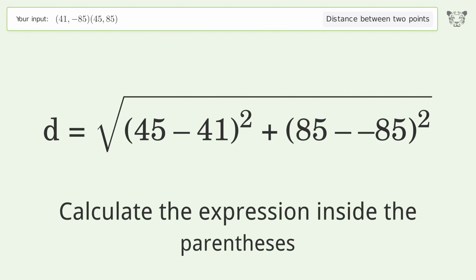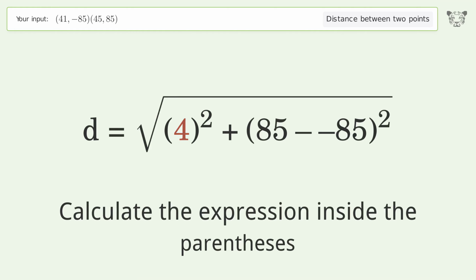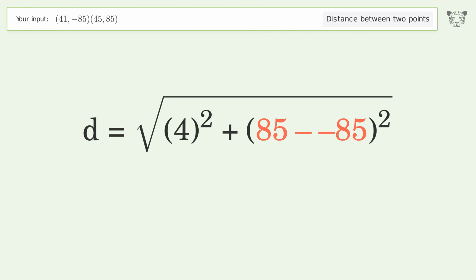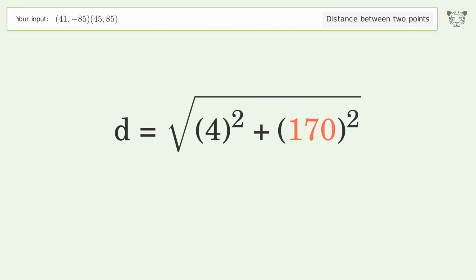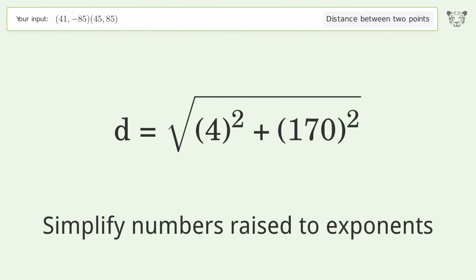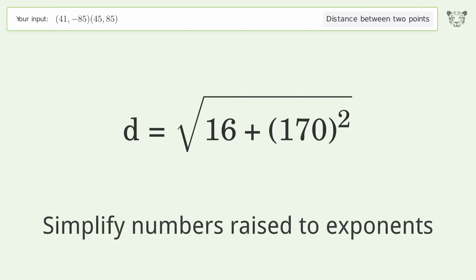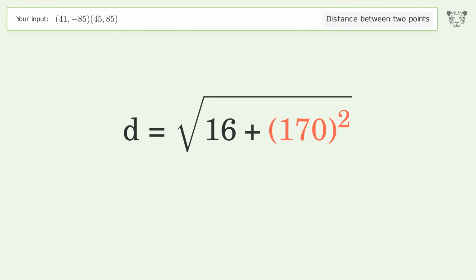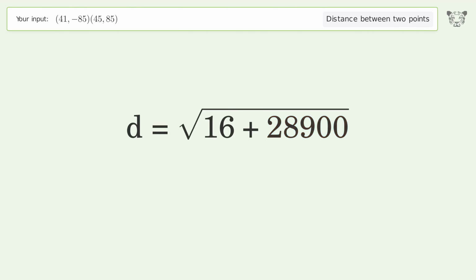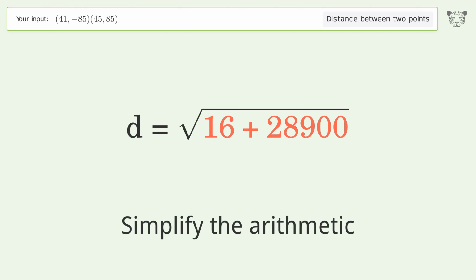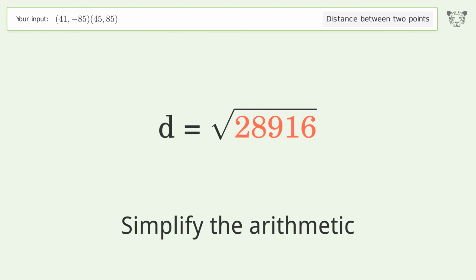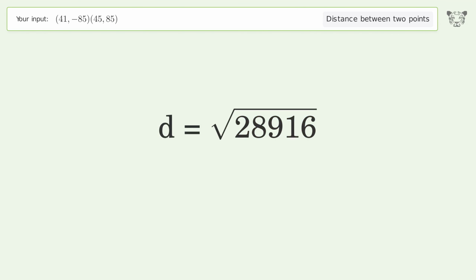Calculate the expression inside the parentheses. Simplify numbers raised to exponents. Simplify the arithmetic. And so the distance between the 2 points is the square root of 28,916, or 170.047.